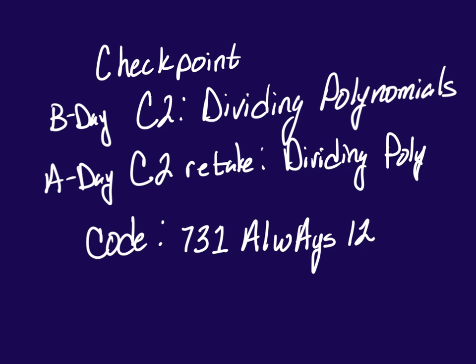For B days, you're going to do the C2 dividing polynomials. For A day, it's the C2 retake dividing polynomials. The code is 731, always capital A, LW, capital A, YS 12. You have 25 minutes-ish to finish this.